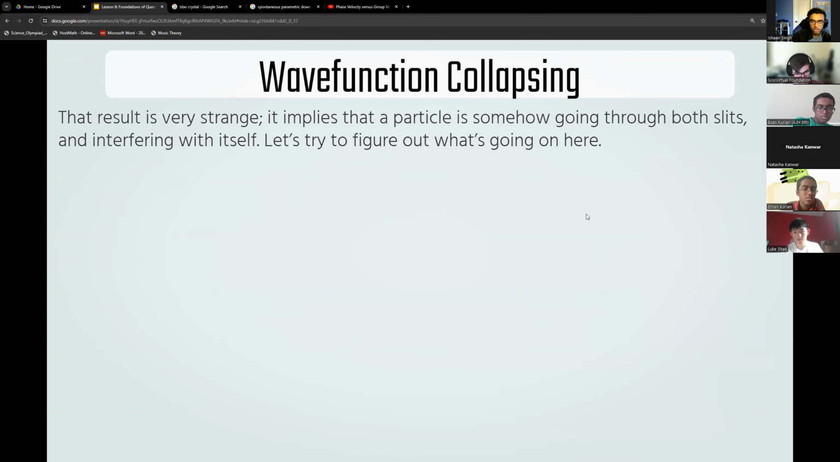So if you remember when we got to this point in the slides, we had set up the idea that a particle can go through two slits and interfere with itself, which is very strange. Can we agree that that is very strange? Give me a yes if we can agree that that's strange.